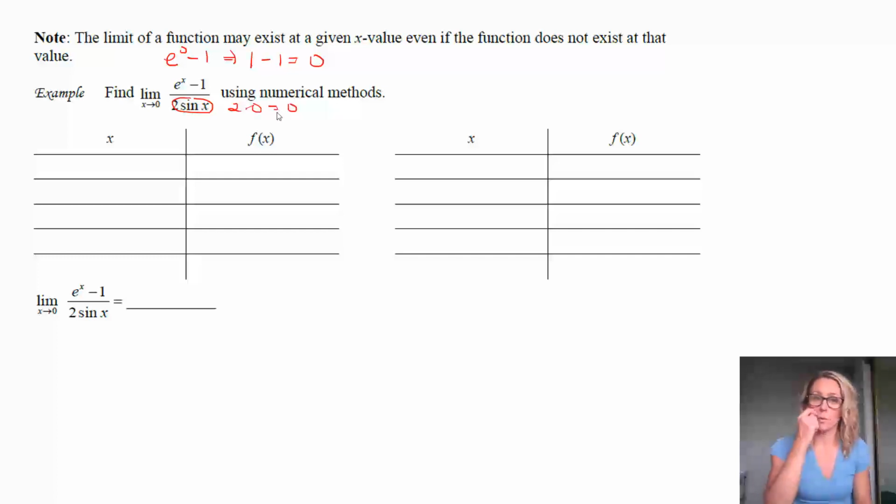So in this case, by just plugging in 0, this x value that we're trying to get close to, we get 0 over 0. That's a big problem. So again, we might think, oh, there must not be a limit. But by just using numerical methods and getting close, we're going to try. So think about what values we want to choose, because now we're not approaching 1 anymore, we're approaching 0. So we're going to have 0.5, and then think about what else we could do.